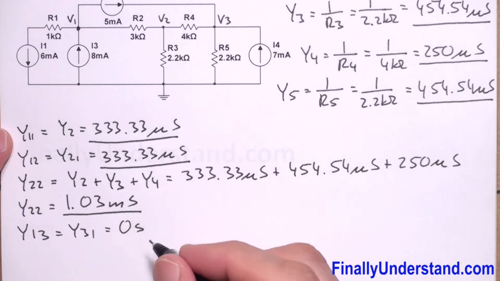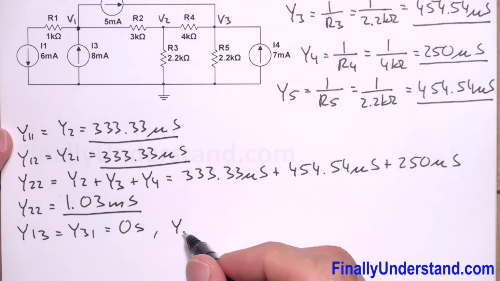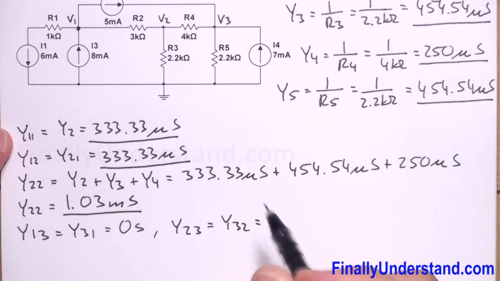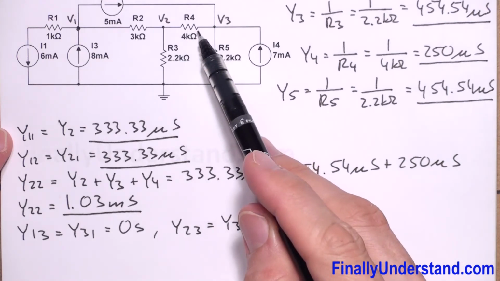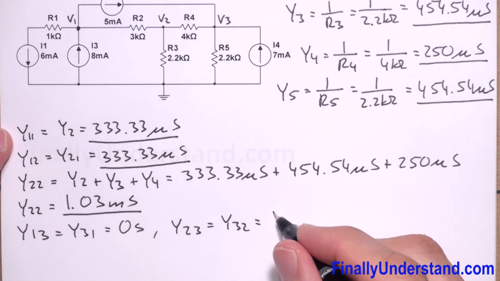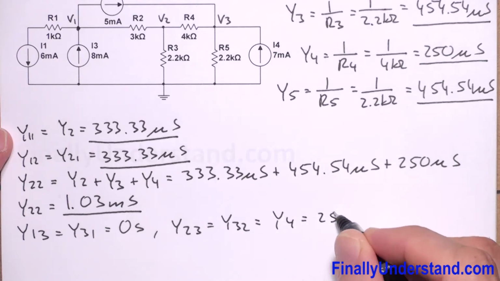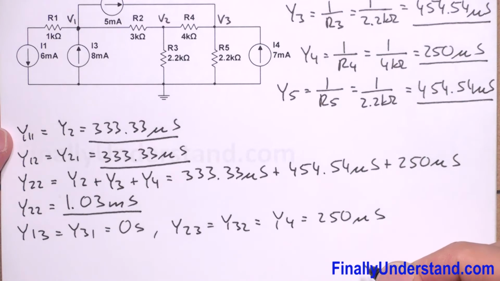Next we're supposed to find, let me write this over here, Y23, which is equal to Y32. So this is the admittance between these 2 nodes. This is nothing else, just Y4, and Y4 is equal to 250 microsiemens.